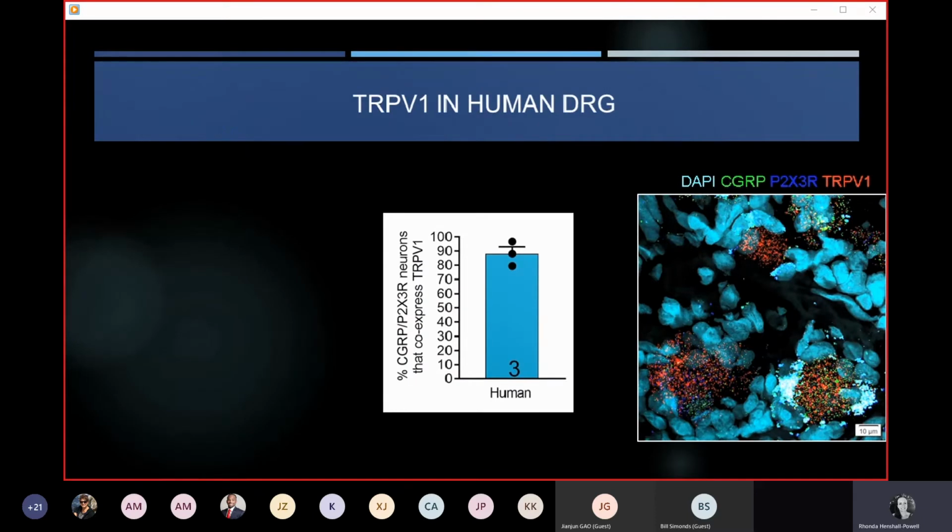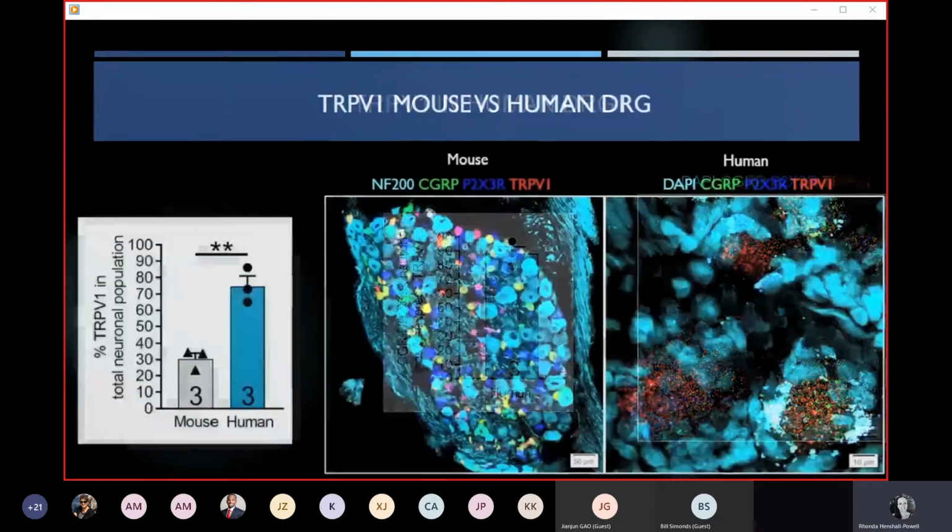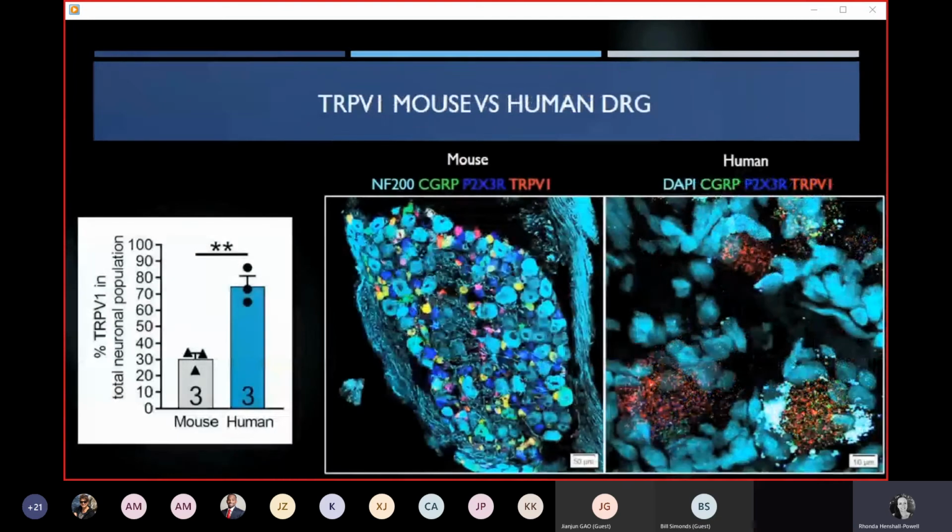So if we graph and quantify this, looking at the percentage of neurons that express CGRP and P2X3 and what percentage of those neurons co-express TRPV1, it's in around 90% of those nociceptor CGRP P2X3 positive neurons. So this is in virtually all of these nociceptive neurons. And when we do the statistics and compare mouse versus human, we're seeing much more TRPV1 in human than in mouse. In mouse, it's around 30% of the neurons, and in human, it's around 75 to 80% of the neurons. So this is very much different than what's been seen in mouse.